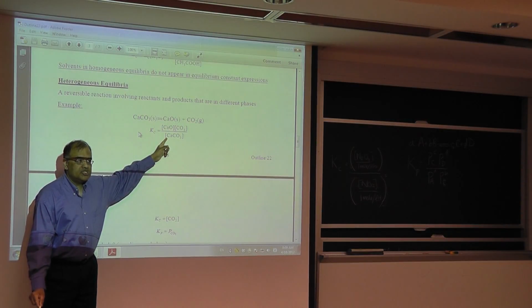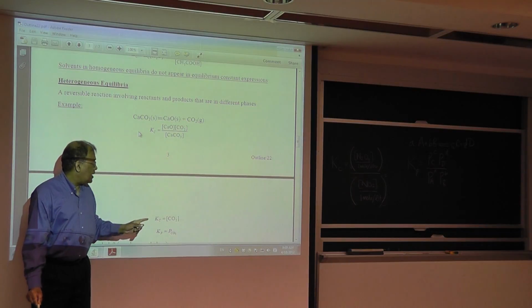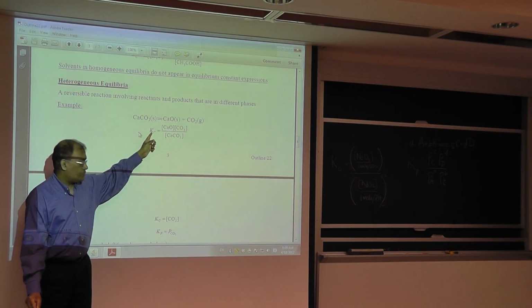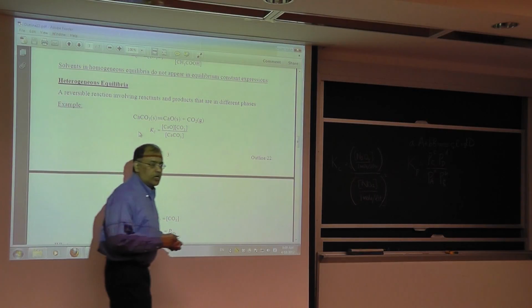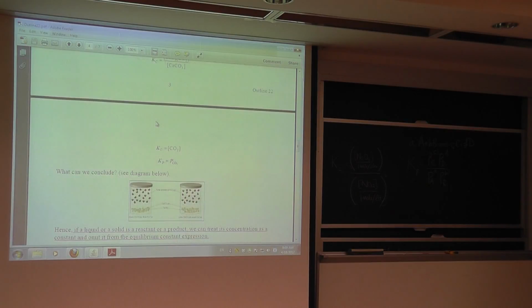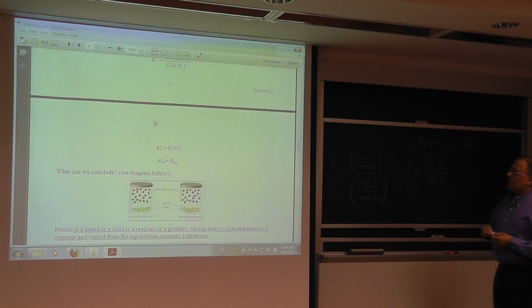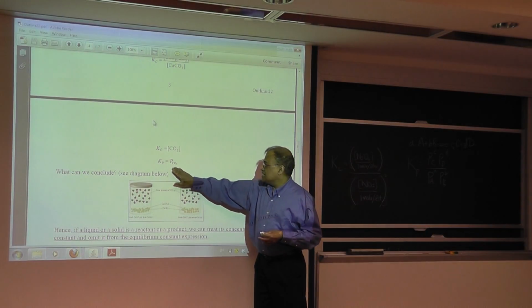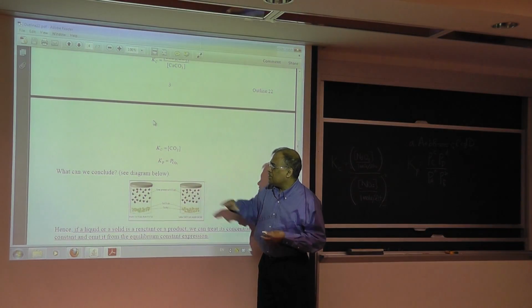It doesn't change. So we can incorporate that into the equilibrium constant expression, and we write a new equilibrium constant expression, K sub C, and we say that it is equal to the concentration of carbon dioxide. If we write it in terms of K sub P, it is going to be the partial pressure of carbon dioxide.